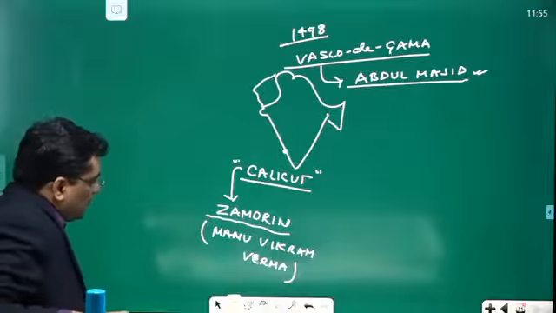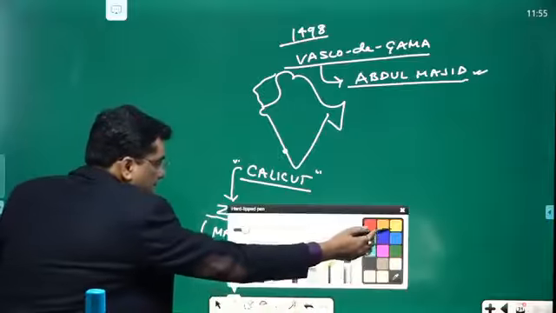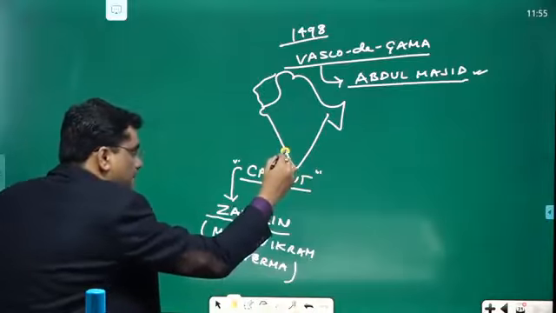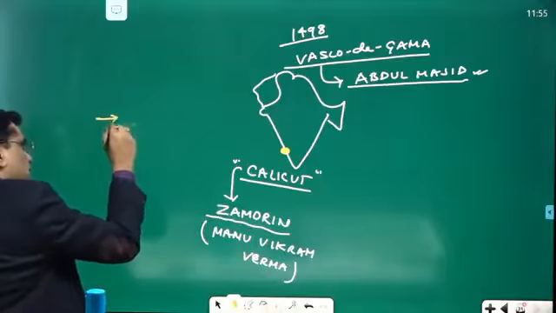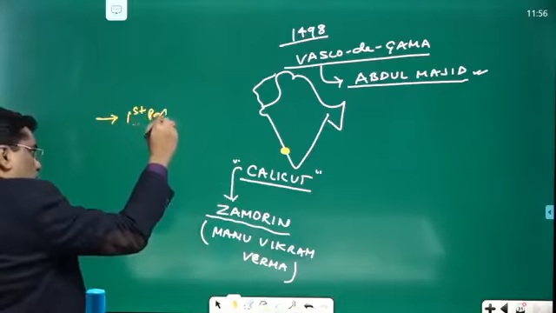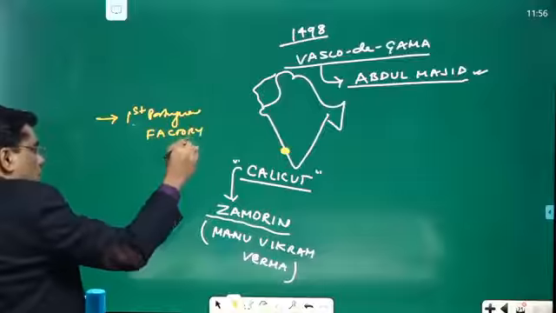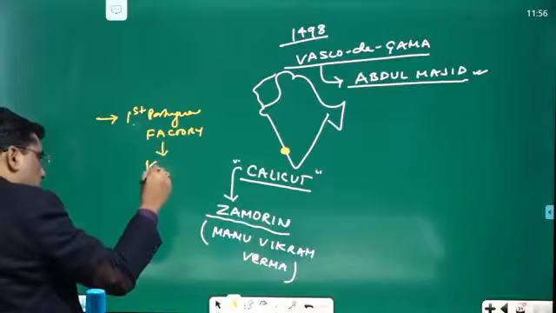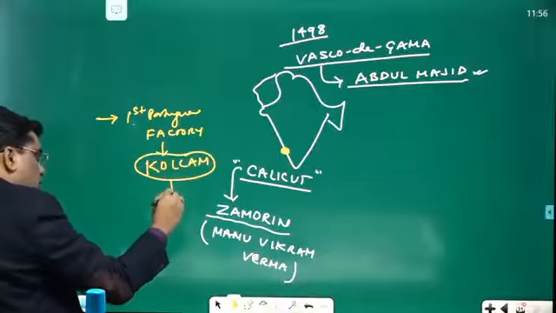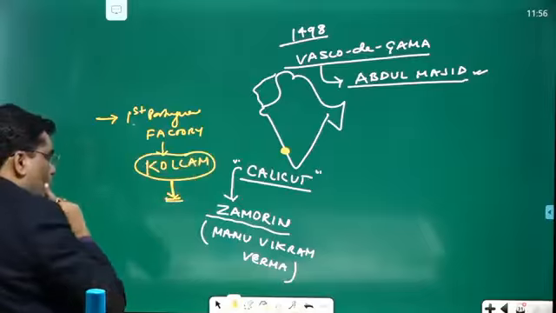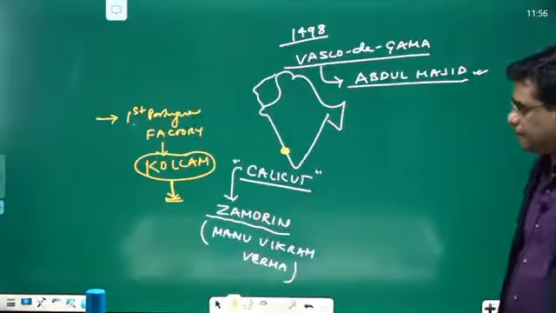So Jamorin, Manu Bikram Barma permitted. So Calicut. The first Portuguese factory was opened at Kollam, at Kollam.